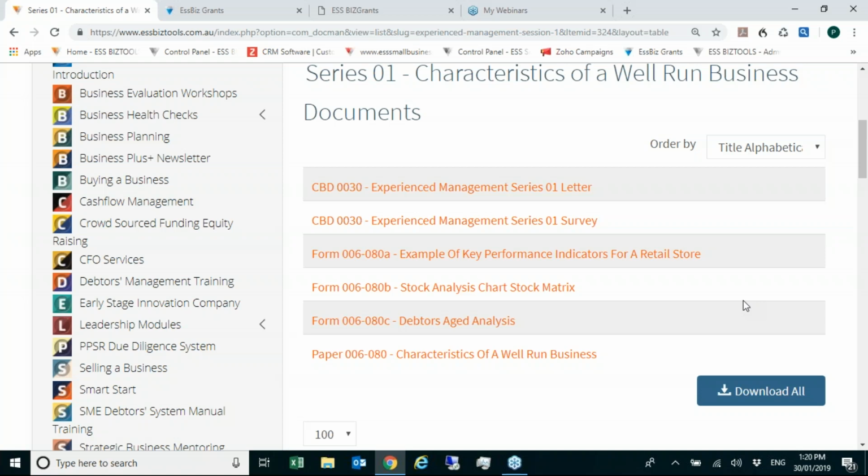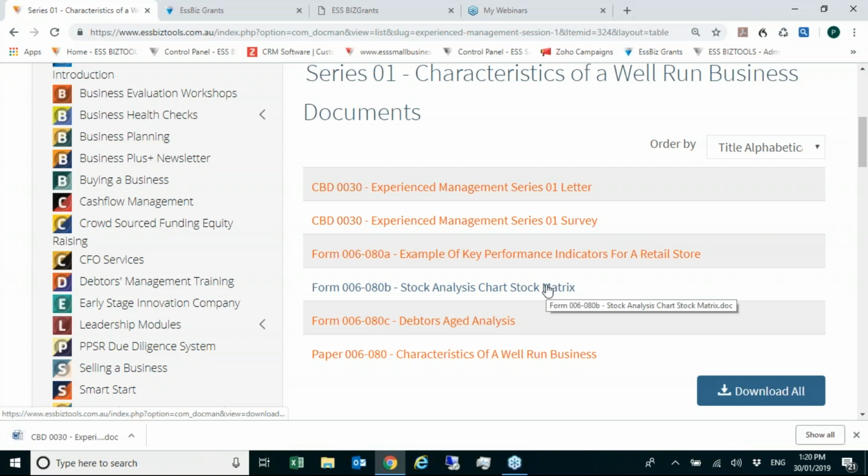So I'm now going to talk to you, forgetting the guy in Perth that gave me the idea to develop this. We're saying this is going to a client that already might have a turnover of 2, 3, 5 million, but he or she wants to go to the next level. They want to scale up. So characteristics of a well-run business, what is in the package is, first of all, a letter or an email that you would send them.